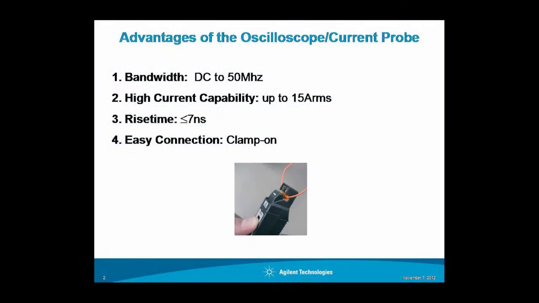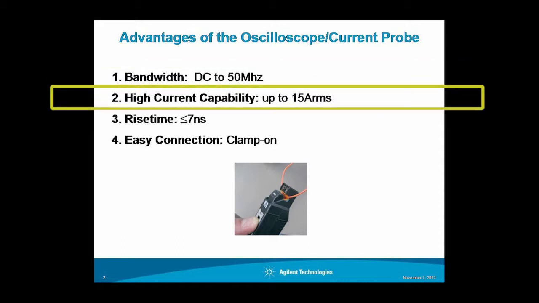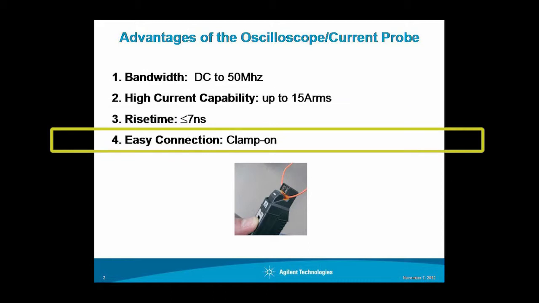The advantages of an oscilloscope and current probe is that the bandwidth typically is pretty high, typically from DC to 50 megahertz. It also has some high current capability of up to 15 amps. The rise time is 7 nanoseconds, so to make current measurements which have a very fast rise time, this device is the ideal product. There is an easy connection to the device. It's simply a clamp on, so there is no need to cut a trace or anything like that. Just basically clamp on the current probe.